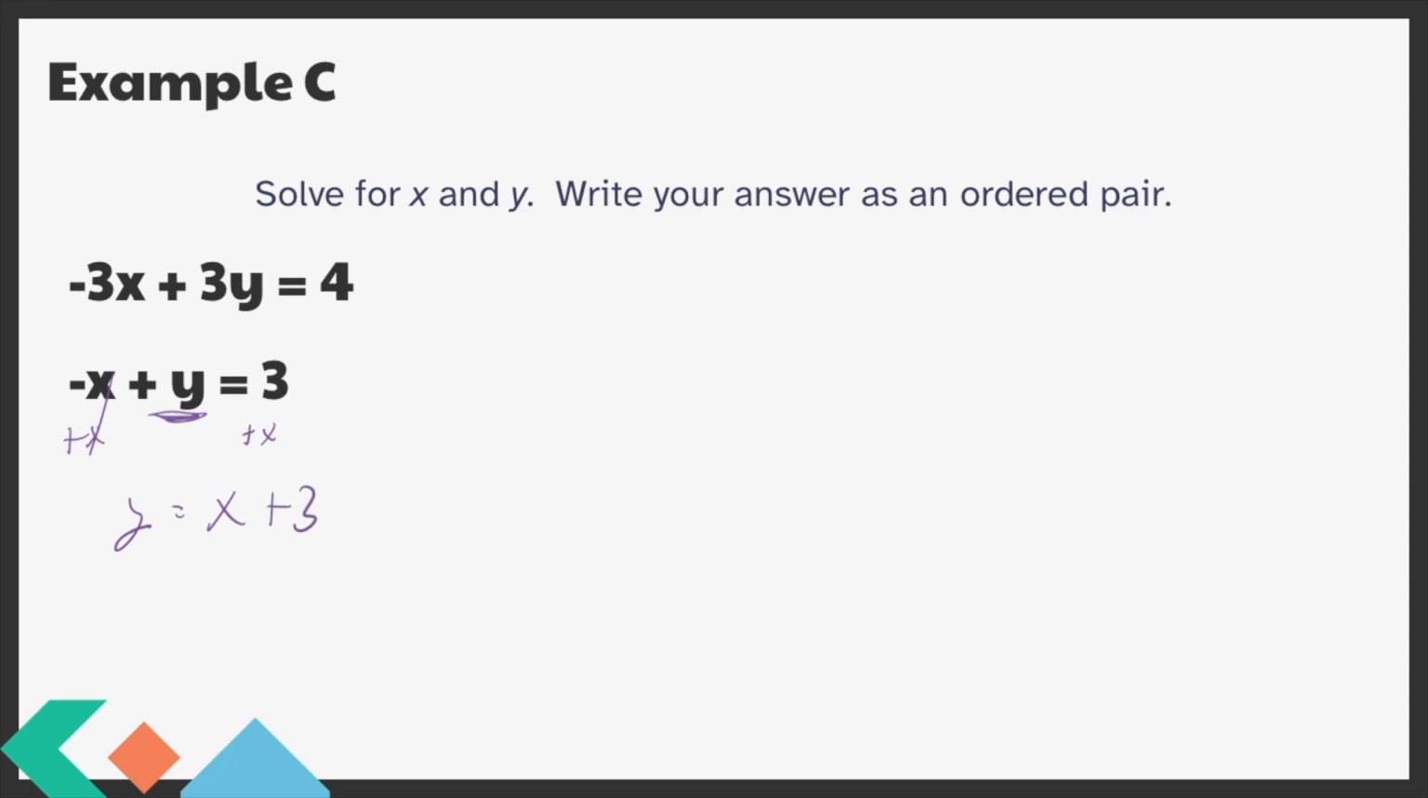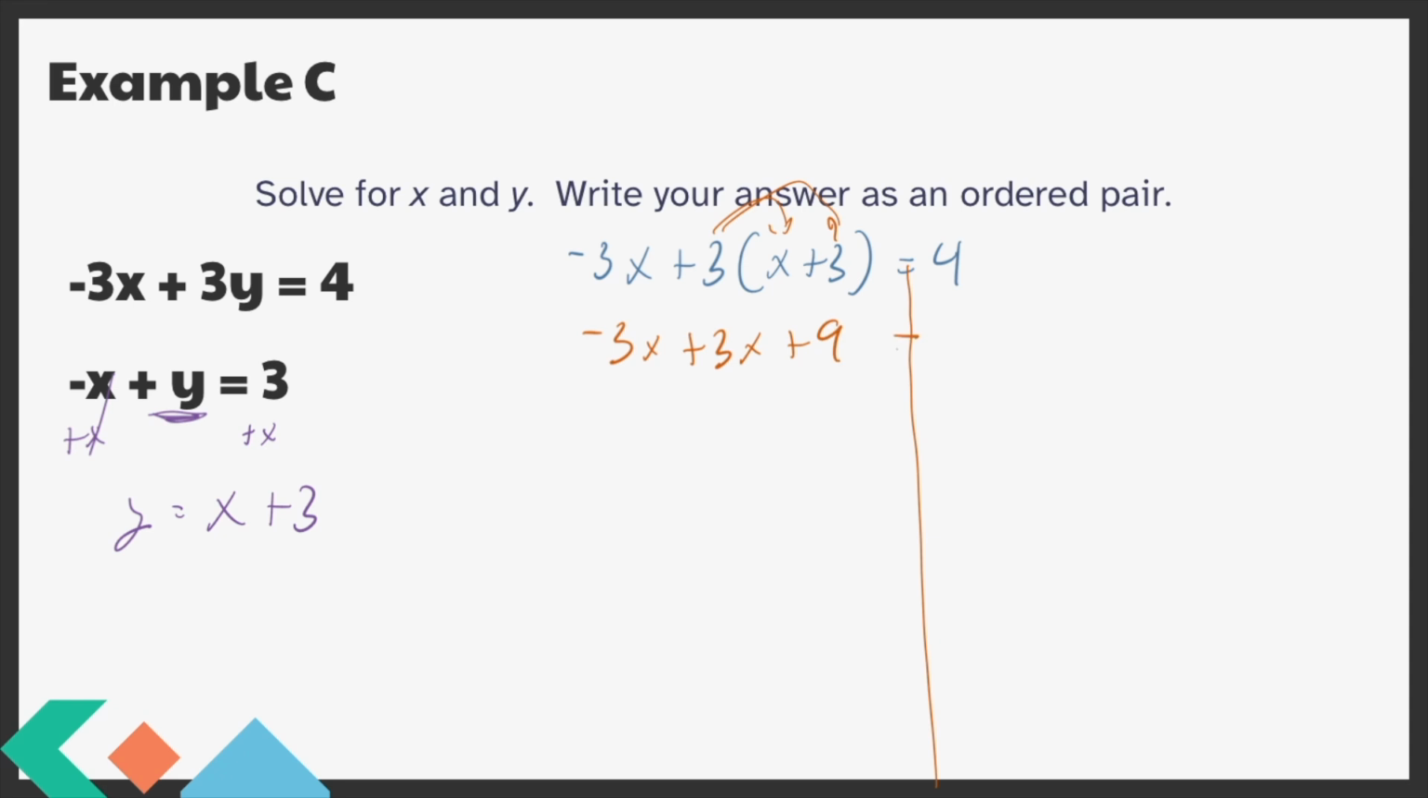So that's great. That's already isolated. So now I'm going to substitute that back into the other equation. So I've got negative 3x plus 3, substitute in x plus 3, because that's what now stands for y, and that's going to be equal to 4. So now it's time to solve my equation, so I'm going to draw my wall. I'm going to distribute, end up with negative 3x plus 9 is equal to 4.